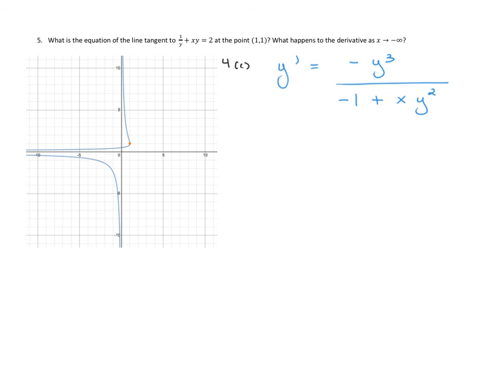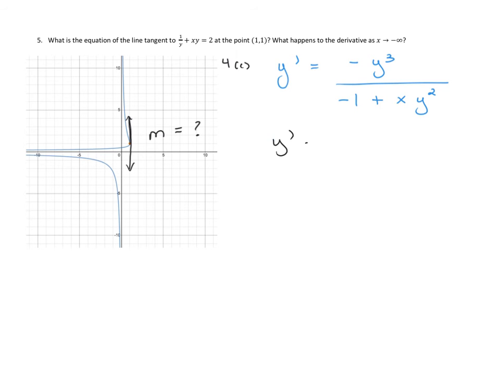I thought it was interesting enough that we should examine it a little bit further. And for starters, what is the equation of the line tangent to this curve at the point 1, 1? So like right here. Now you can definitely draw a tangent line there, but it looks like it might be like a vertical line. So what is the slope of that line?